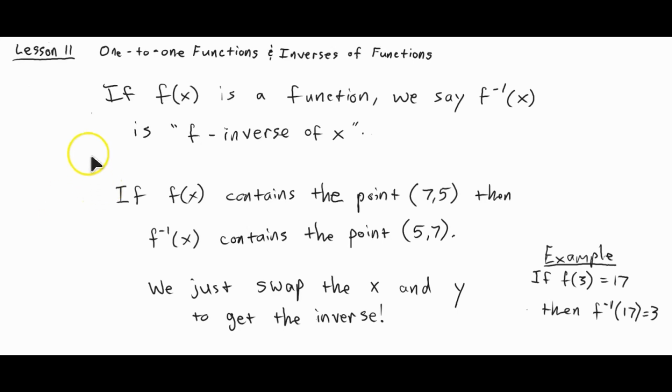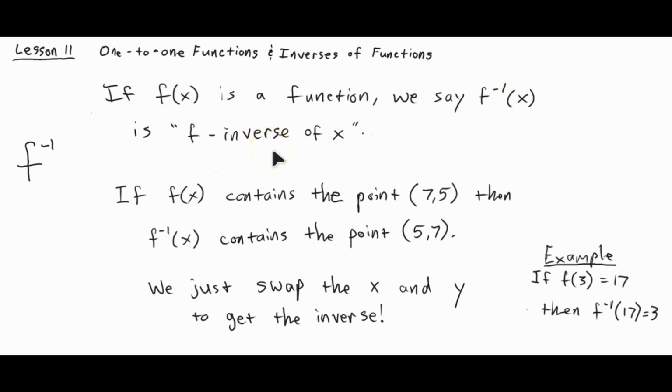Okay, so now we're going to move on to inverses of functions. Here is the notation that we use. If the function is f of x, then we put an exponent of -1 on the f. I'll make it a little larger here. We write f to the -1 power, but we don't say f to the -1 power. We say f inverse. So if f of x is a function, we say f inverse of x. We don't say f to the -1 power, we say f inverse.